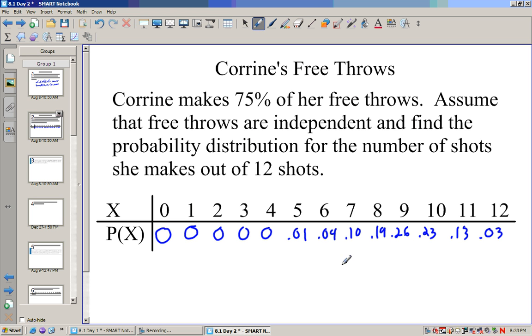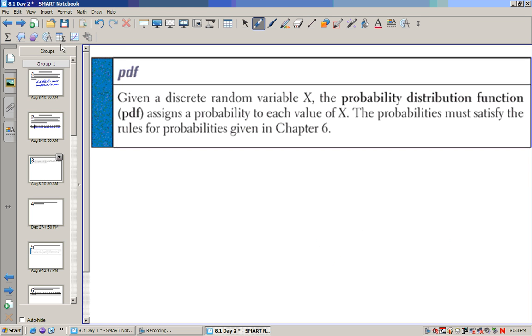So this is our probability distribution for Corrine's free throws. Now this is PDF because it's a probability distribution function. We find the probability of getting exactly 3. Now remember, with normal probabilities, we couldn't get exactly 3. So we'd never use the normal PDF.